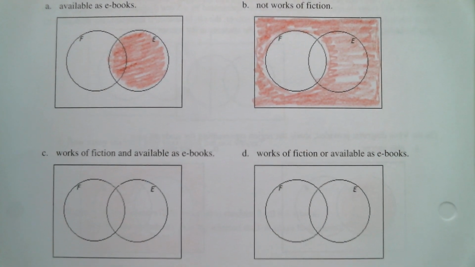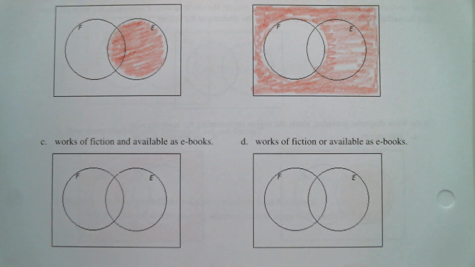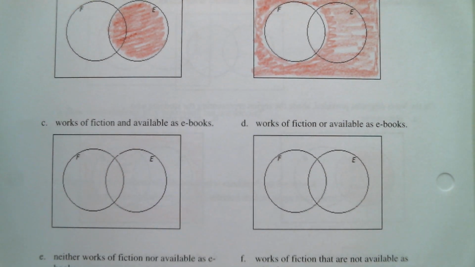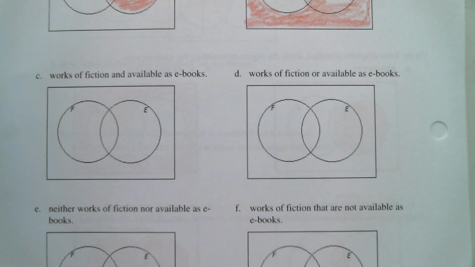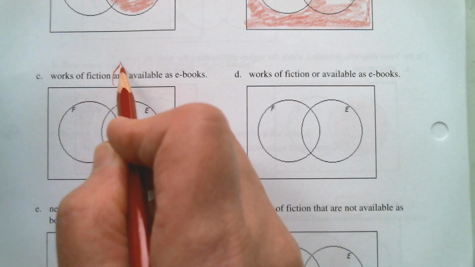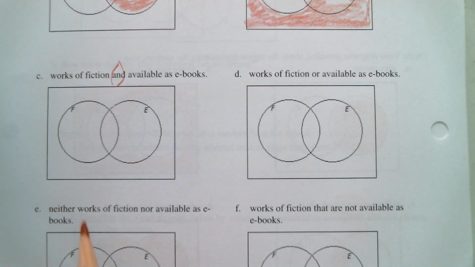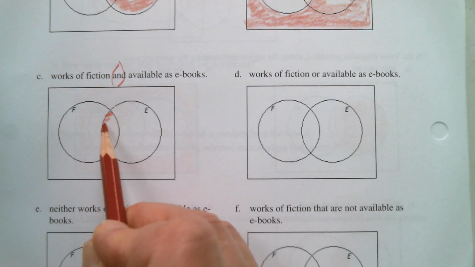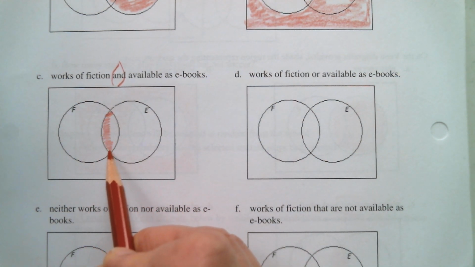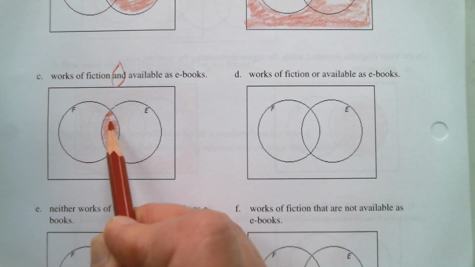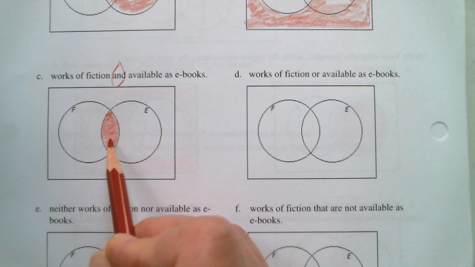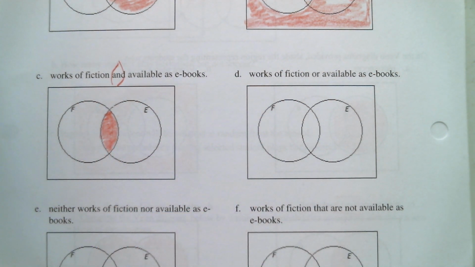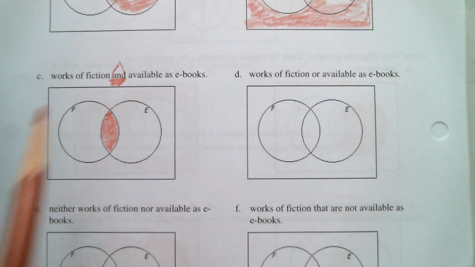C, works of fiction and available as ebooks. So fiction and ebooks. The and is our overlap region. Right, it's our overlapping region here. That's and. You got to remember that. That's where and is.